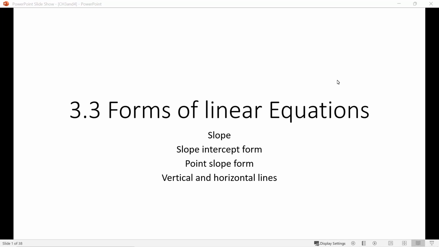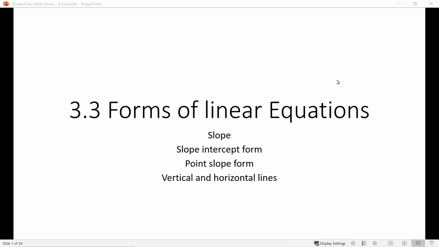Hi students, in this video we're going to go over section 3.3, which is forms of linear equations. We're going to talk about calculating slope, and then linear equations in slope-intercept form, point-slope form, and what vertical and horizontal lines are going to look like, what their equations are going to look like.